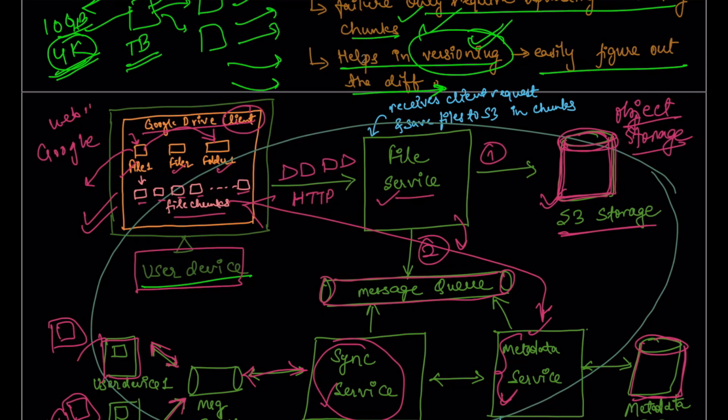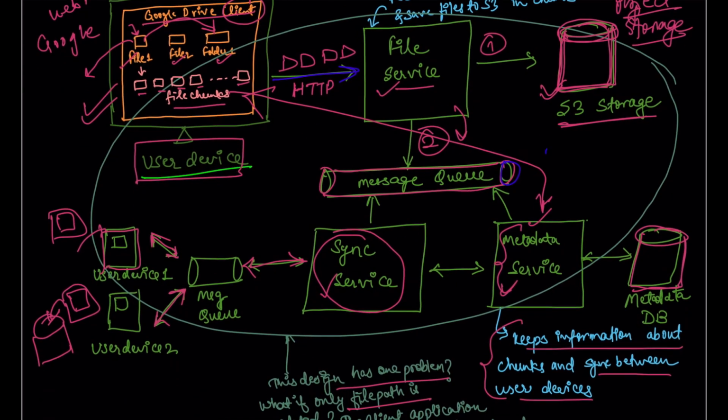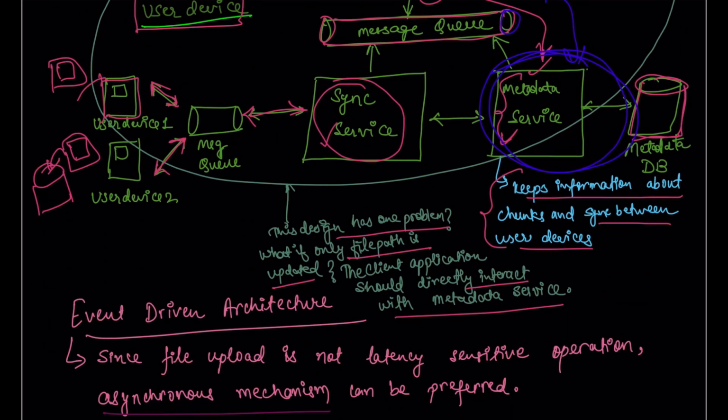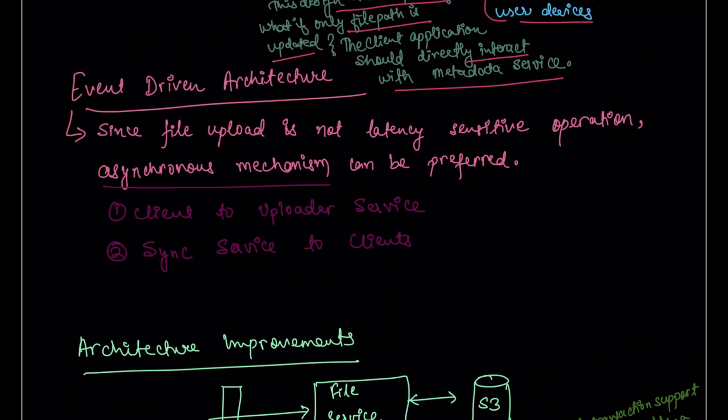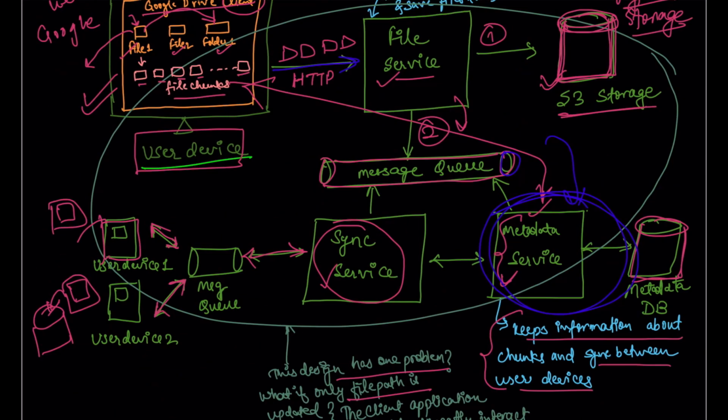In this design, we have a file service first, and then from the file service it pushes the notification to a message queue, and from that message queue it is finally uploaded to the metadata service, right? So it creates one problem. How can you further optimize it? Let's optimize it with event-driven architecture.